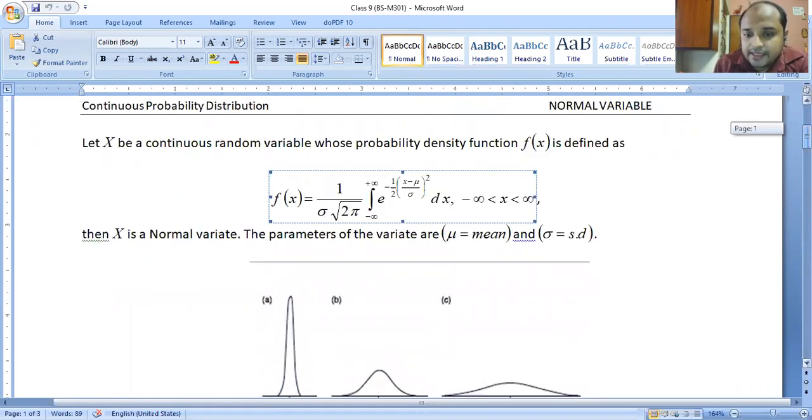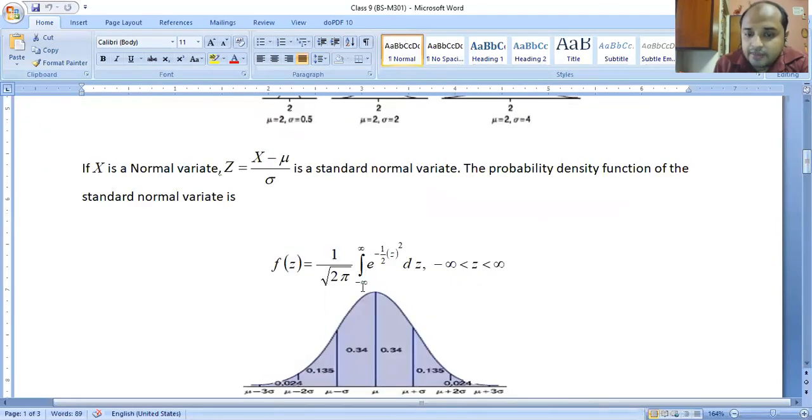So what do we get? We get integration minus infinity to plus infinity e to the power minus half z square dz. Z lies between minus infinity to plus infinity. 1 by root 2 pi is there. It is a constant term. It will be there. But where is sigma? Where does it go? Sigma, how did it vanish?